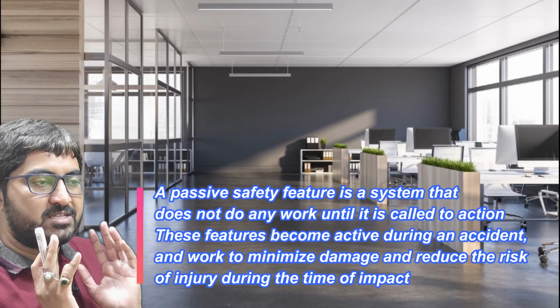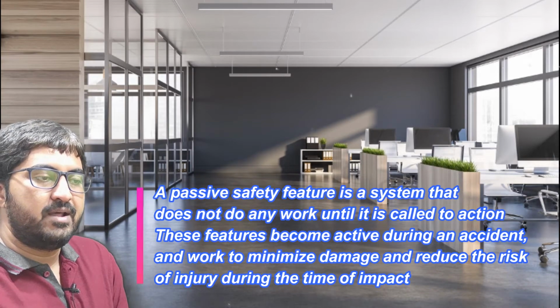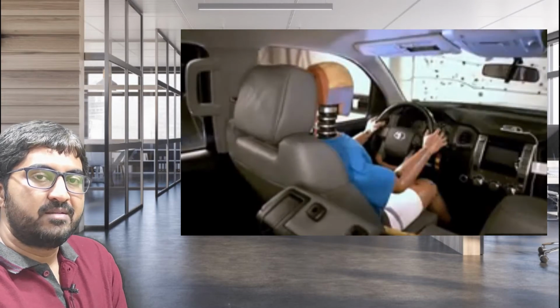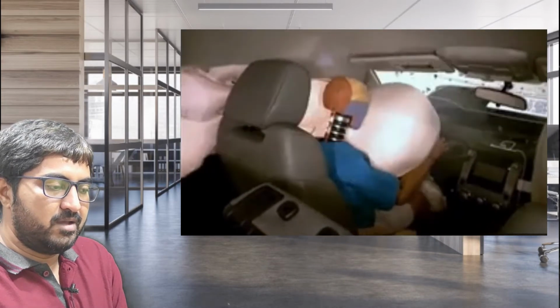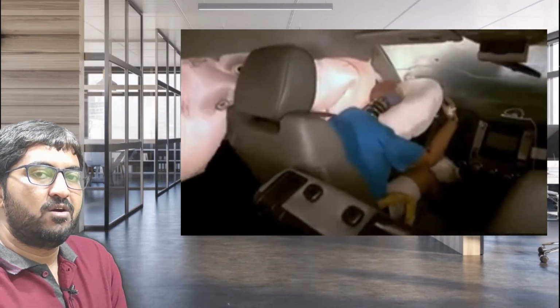The second one is the passive safety system. Passive safety system means the feature that works whenever an accident occurs, after the striking of your car with any object. It is called a passive safety system. For example, the airbag. The airbag will open whenever your vehicle strikes any object. At that time it is in working condition, so it is called a passive safety system.